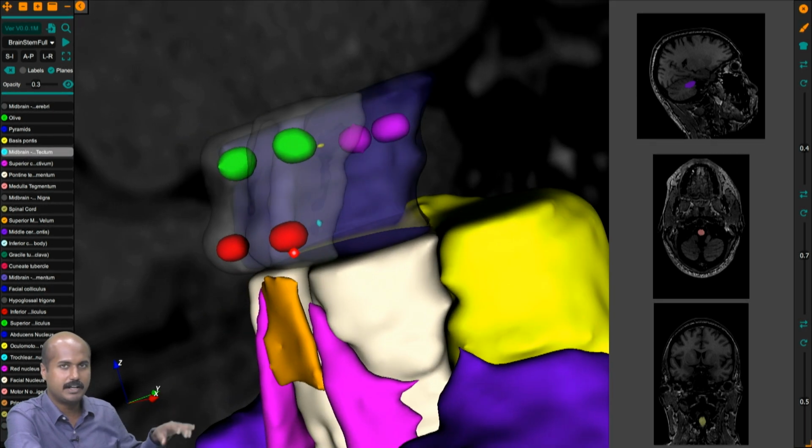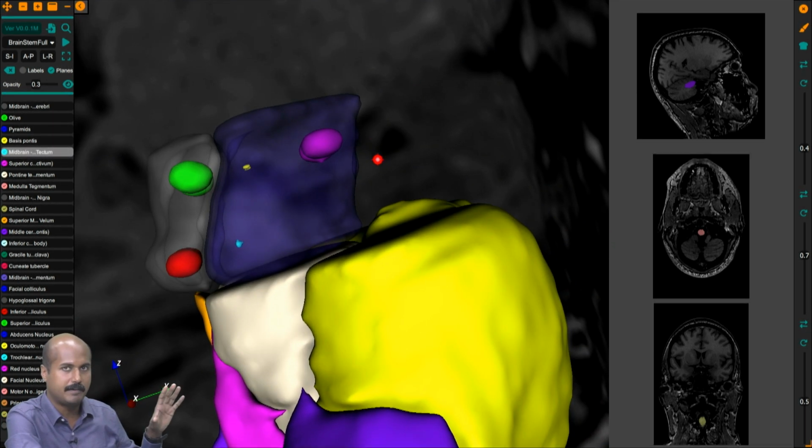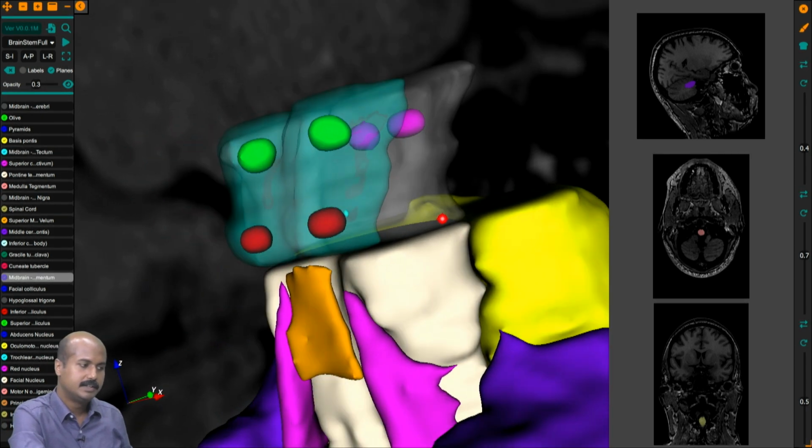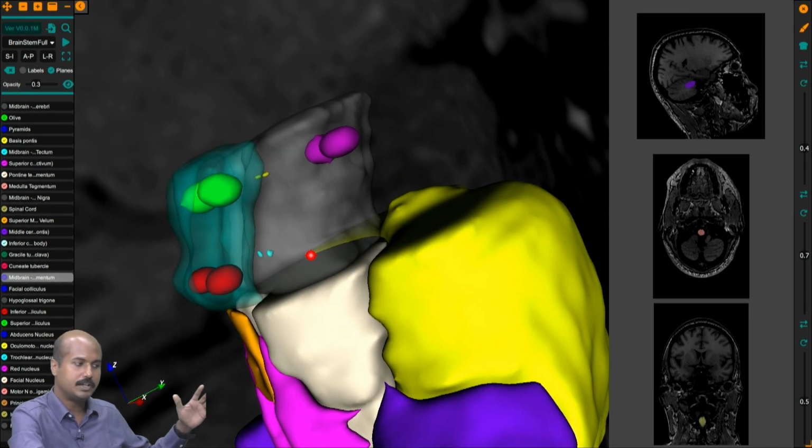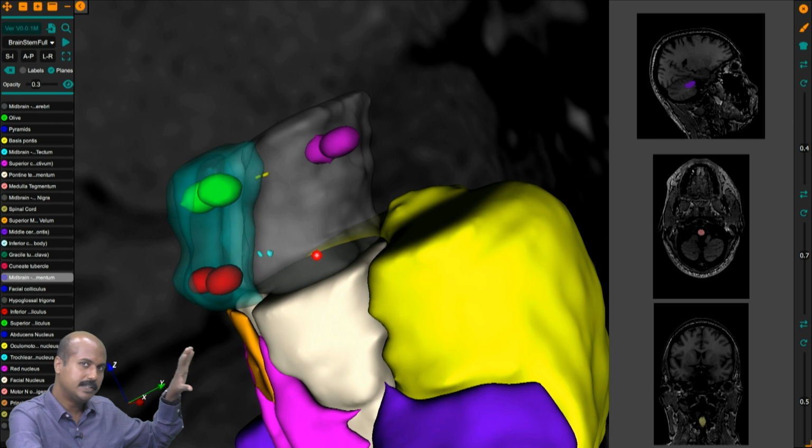Okay, all these nuclei are very important. If you have a lesion in the upper part of the midbrain, it can affect the oculomotor nucleus. If you have a lesion in the lower part of the midbrain, it can affect the trochlear nucleus. So all these points are important, and you can now correlate what you see on the outside in the 3D viewport with what you see in the sectional anatomy.